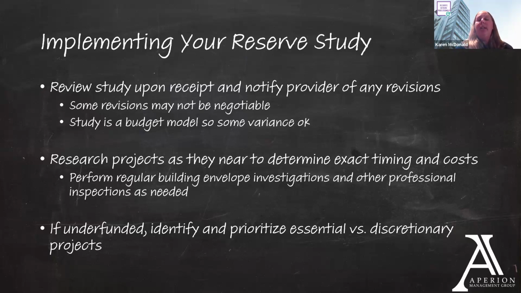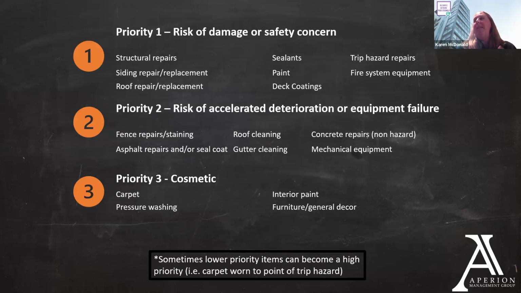If your association is underfunded, you're going to want to identify and prioritize the essential versus the discretionary projects. Discretionary meaning something like carpet replacement that might be more cosmetic than anything. So here's how you might need or be able to prioritize your reserve study projects. Anything that is risking damage or is a safety concern is going to be priority number 1.